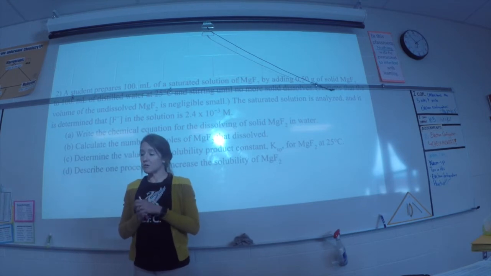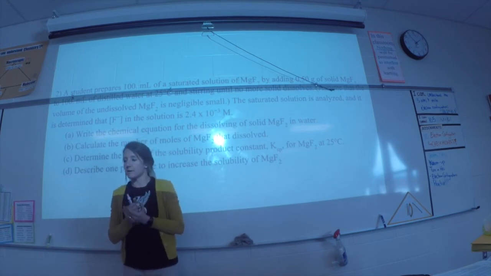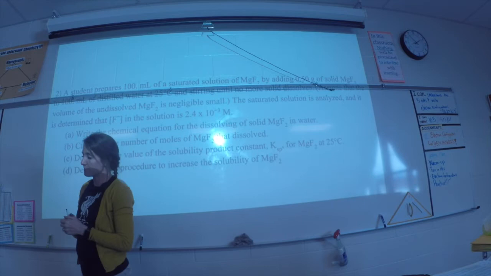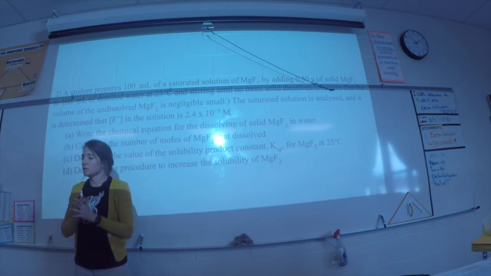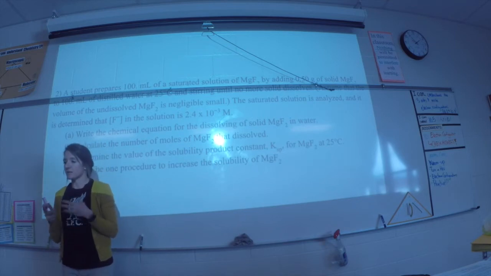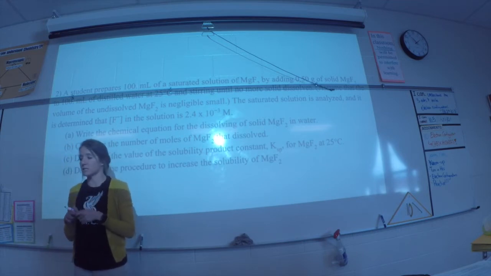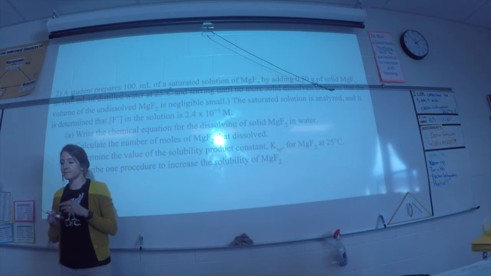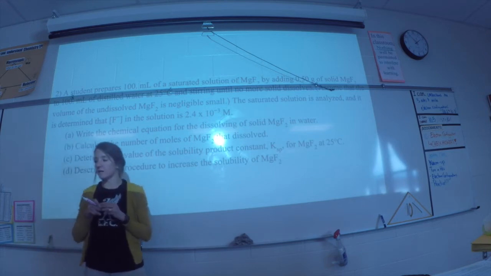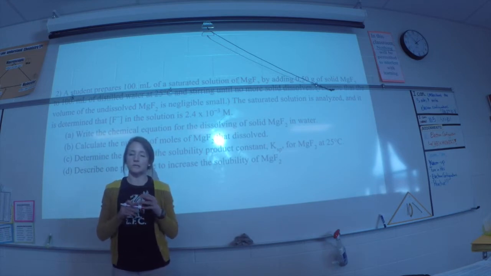Okay, number 2 on the FRQ is talking about preparing a saturated solution of magnesium fluoride by adding 50 grams of solid MgF2 to 100 mL of distilled water. We stir until no more solid dissolves, and we assume that the volume didn't change. The saturated solution is analyzed, and it is determined that the F- in the solution is 2.4 times 10 to the negative 3. First thing is to write the chemical equation for the dissolving of solid MgF2 in water.